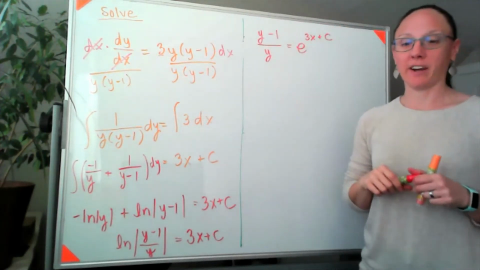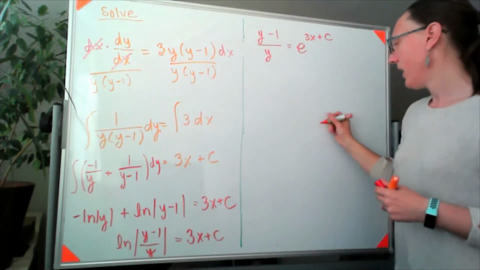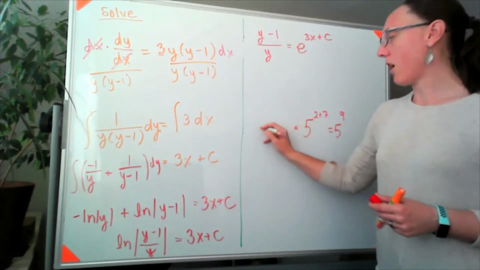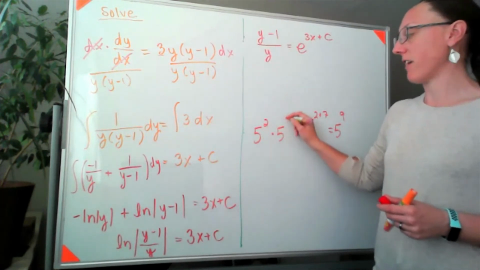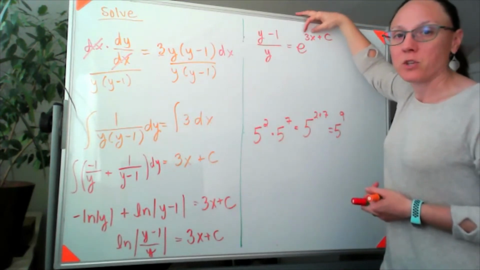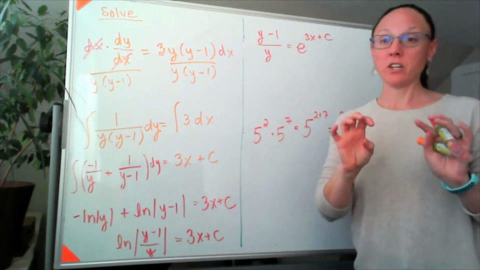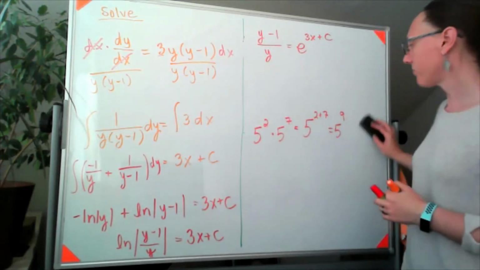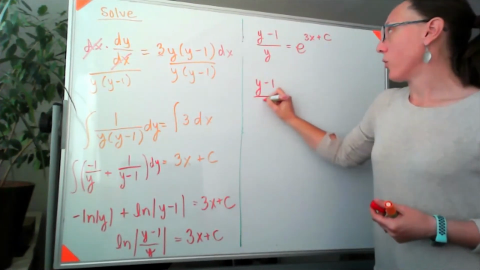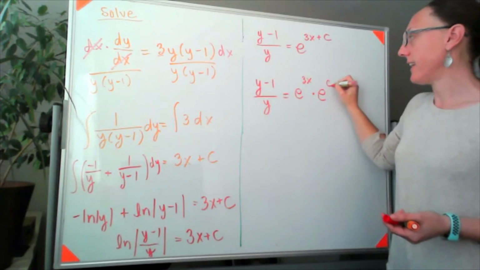There's another trick that we do here that's one part algebra trick, one part calculus trick. So here's the algebra part. If I had 5 to the 2 plus 7, that is 5 to the 9th. But this could have come from something that looked like 5 squared times 5 to the 7th. That's our additive law of exponents. So that addition in the exponent between the 3x and the c means that I can rewrite this as multiplication between two things that both have a base of e. So I've got y minus 1 over y, and then over here I'm going to rewrite that to say e to the 3x times e to the c.